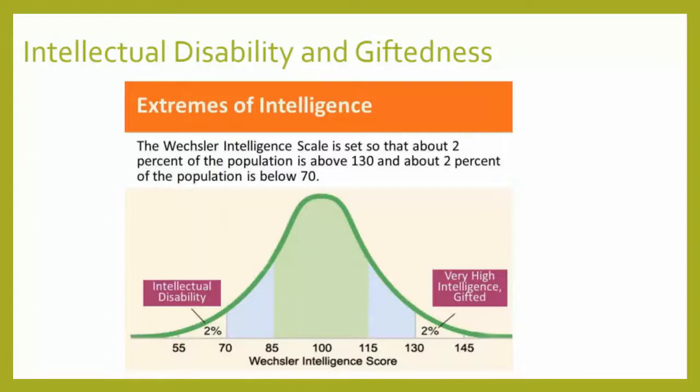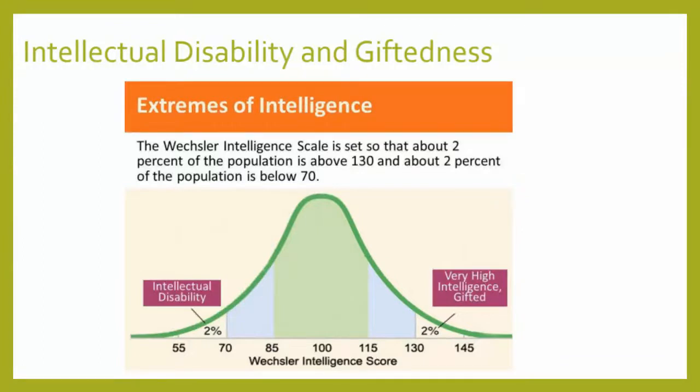Right, now we move on to the section on intellectual disability and giftedness. There's that bell curve again that we spoke about when we were looking at intelligence being normed to the population. So there's our bell curve. The Wechsler Intelligence Scale is set so that about 2% of the population is above 130. That's where your gifted and very high intelligence lies. And about 2% of the population is below 70. And that's where people with intellectual disabilities sit in terms of the intelligence scale.